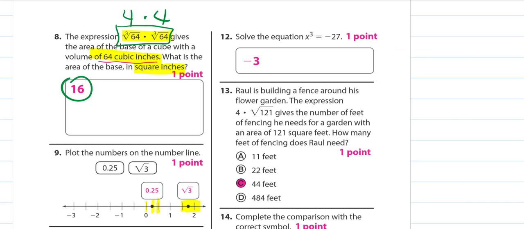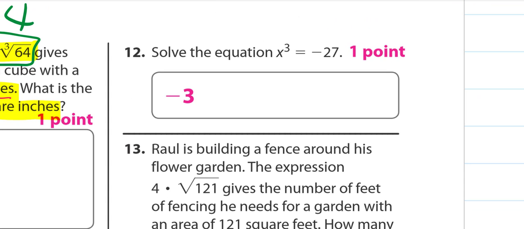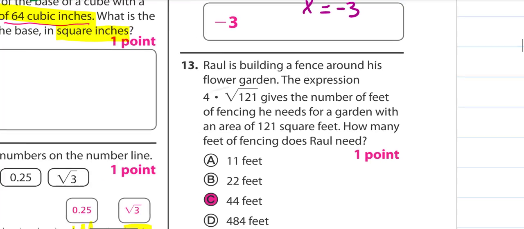All right, for number 12, we're being asked to solve the equation x cubed equals negative 27. So we know we're going to take the cube root of each side. And so the cubes are going to cancel, and that leaves us with x is equal to the cube root of negative 27, that's going to be a negative 3, because negative 3 times negative 3 times negative 3 equals negative 27.